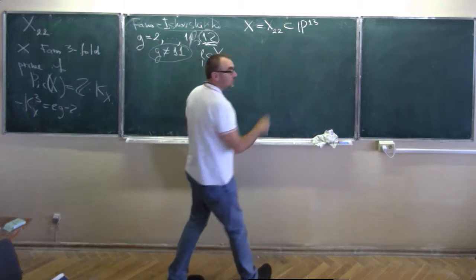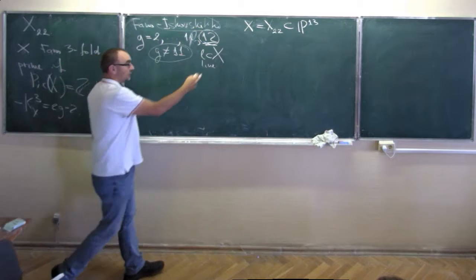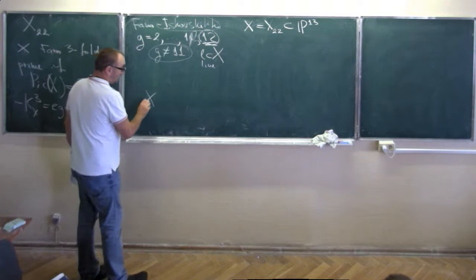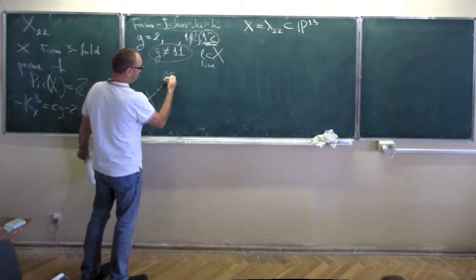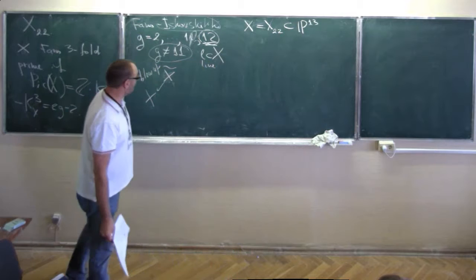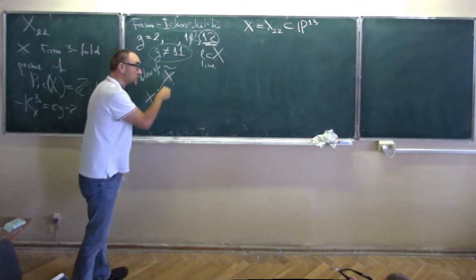We start with this variety and suppose it has a line. Existence of a line was proved by Shokurov, and then we blow it up. Yes, it's embedded. So, usual terminology: this becomes almost Fano.